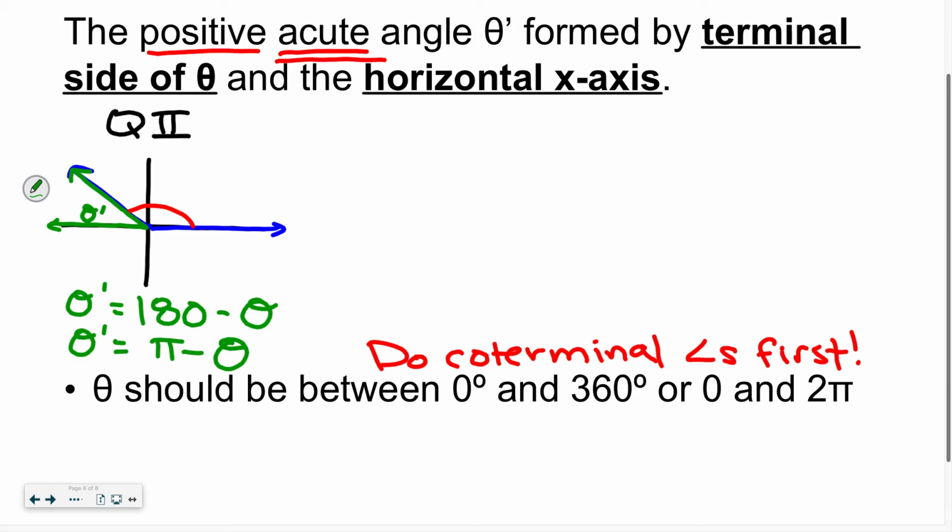Always in quadrant 2. Okay, so if I have an angle like 140 degrees and I want its reference angle, I'm going to do 180 minus 140. There's 40 degrees left over. That's my positive acute reference angle.